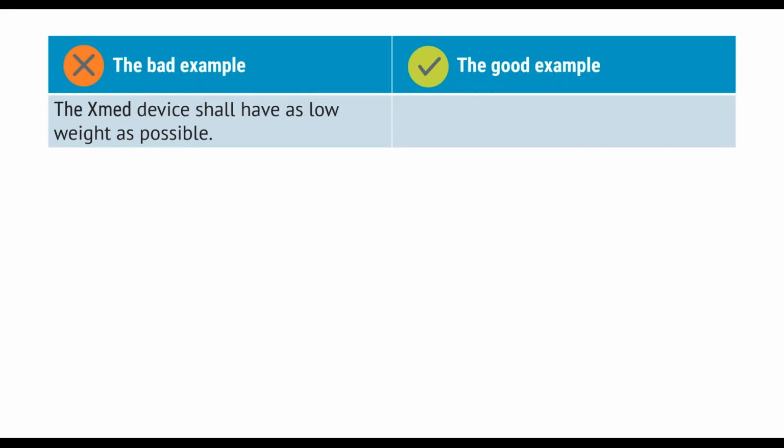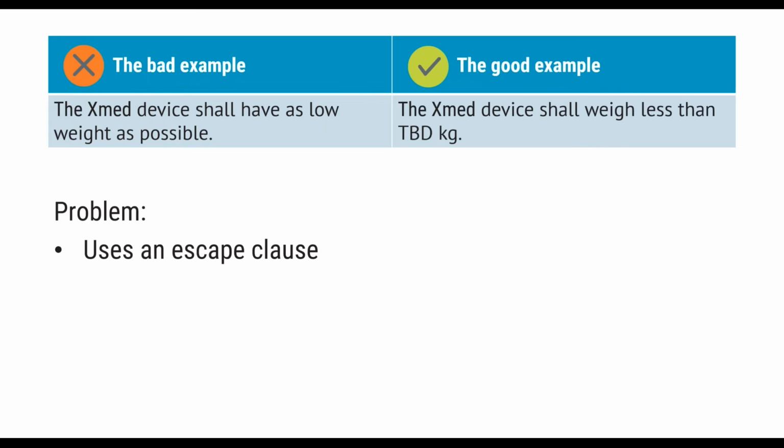And I know one thing, the engineers are going to think that as low weight as possible is a lot less than the people that are going to try to market and sell the device. There's going to be a huge difference, right? So this should be removed and replaced with a better wording where you decide what the weight should be. So, for example, the XMed device shall weigh less than TBD kilograms. And yes, to be determined, the abbreviation here.